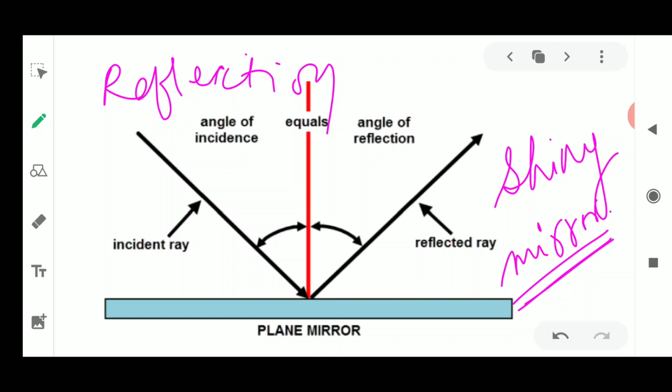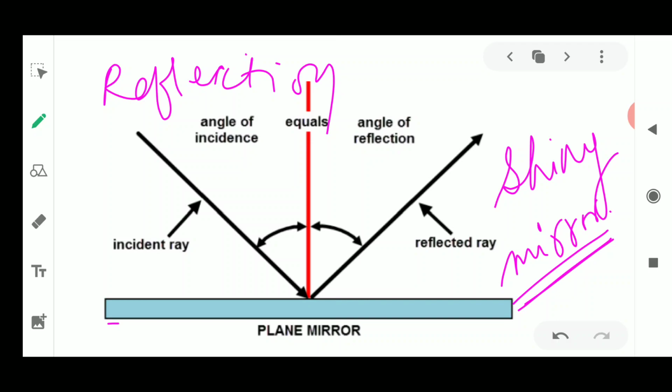If we take a plain mirror, plain mirror means the mirror which you are using at your home for seeing your face. That will be a plain mirror. And this reflection is possible when the light falls on this plane surface.